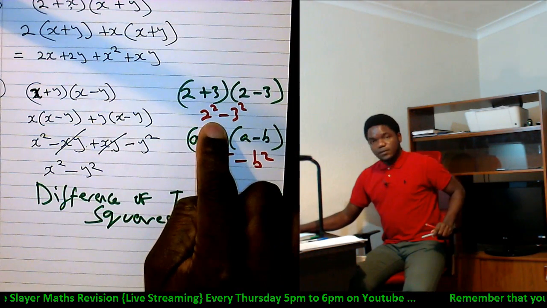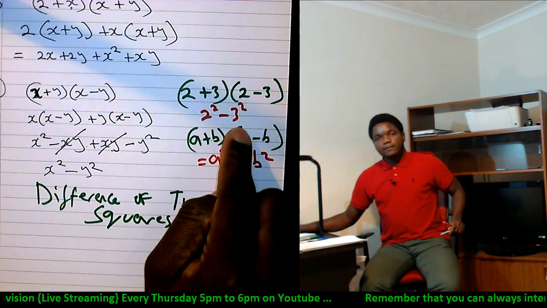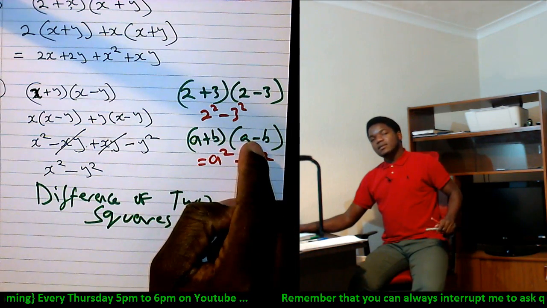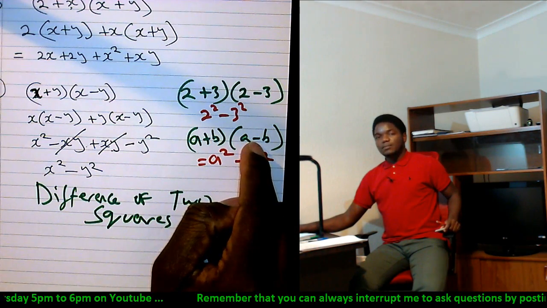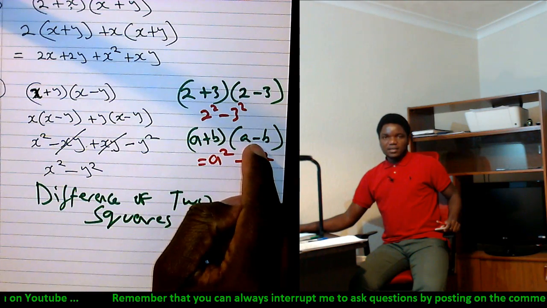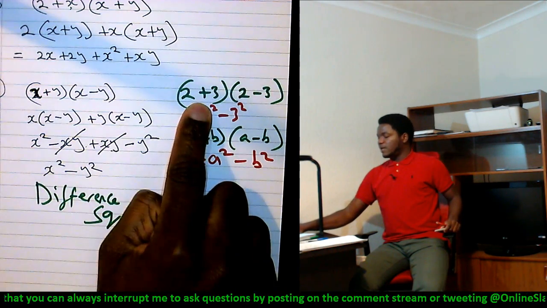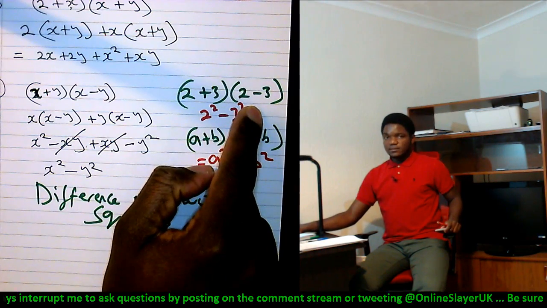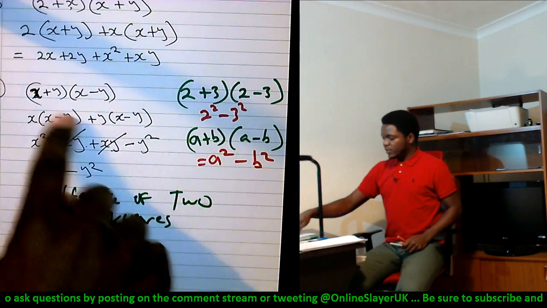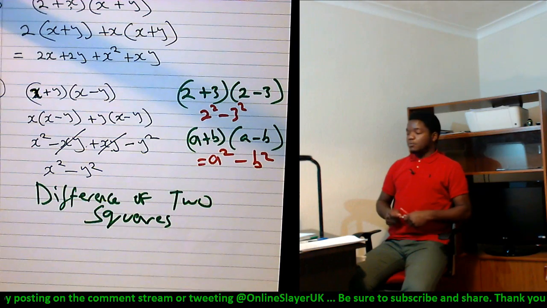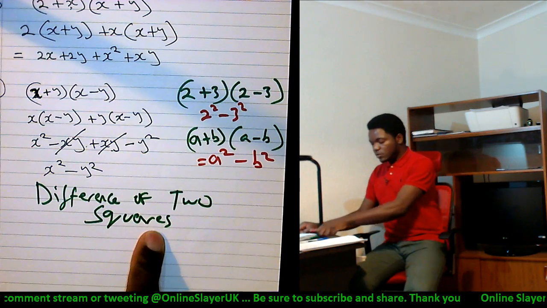2 squared is 4. 3 squared is 9. 4 minus 9 is the same thing as 9 minus 4 with a minus sign outside. It's going to be minus 5. What if you had done it this way? 5 times minus 1 is minus 5. So always confirm your answers with numbers and be sure that you're right. But this is what we call the difference of two squares.